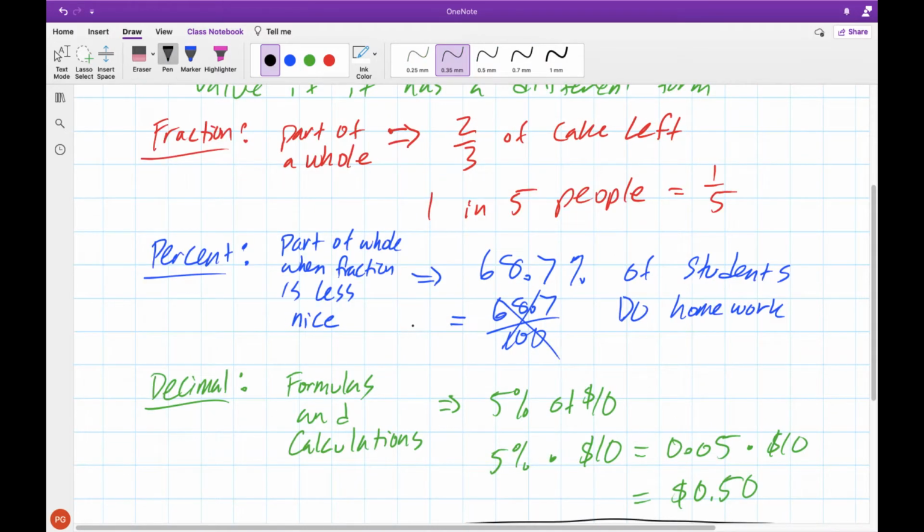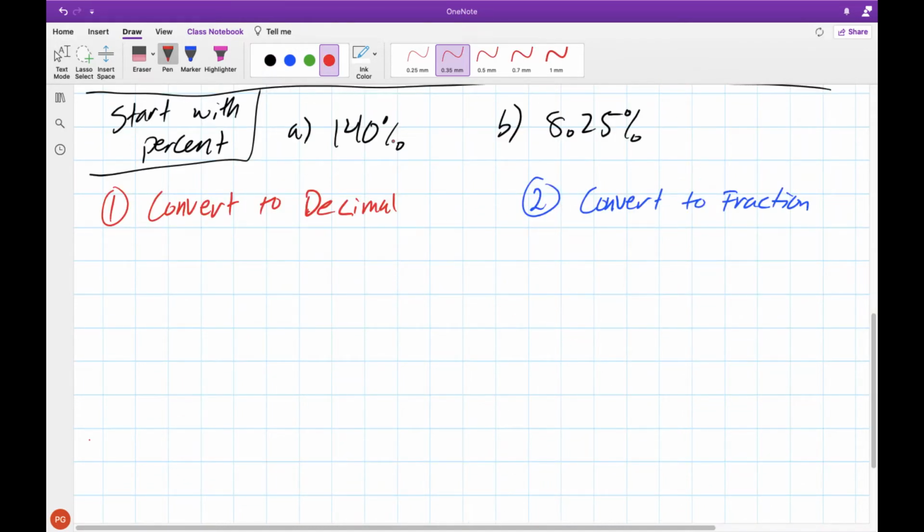Now that we understand where these might be useful, let's go over how we would convert from one to the other in a lot of different situations and some of the weirder cases that maybe we haven't seen yet. So let's imagine we start with a percentage. We've got two examples here, and we want to convert both of these to a decimal or to a fraction. As we know, converting from percentages to decimals and vice versa is super simple. All we have to do is move our decimal place. The only thing you have to worry about is which direction.